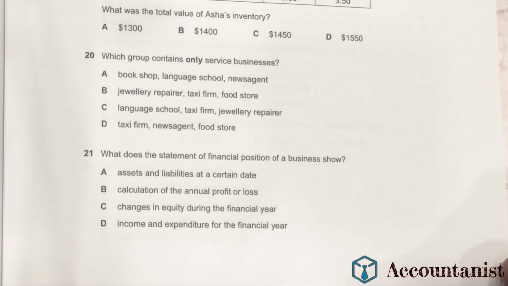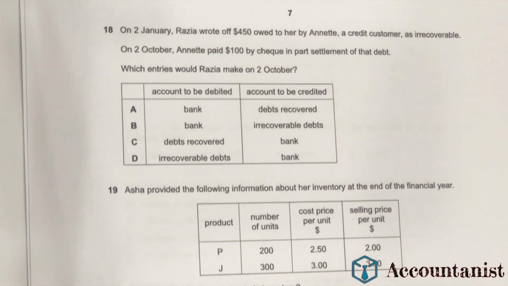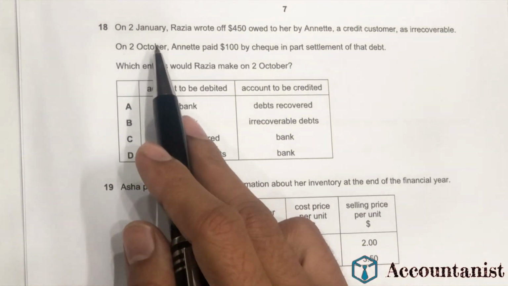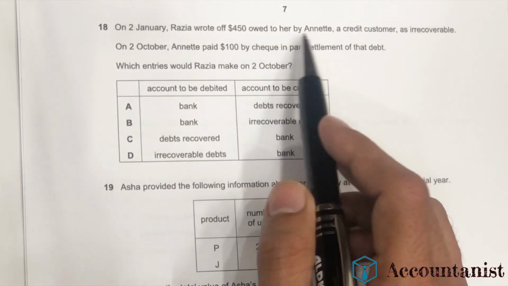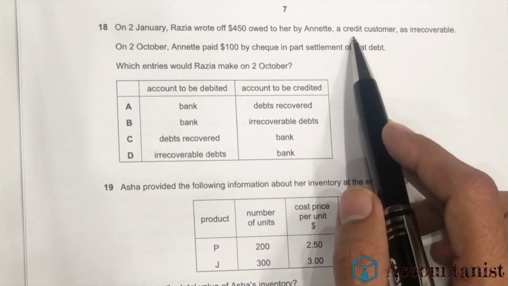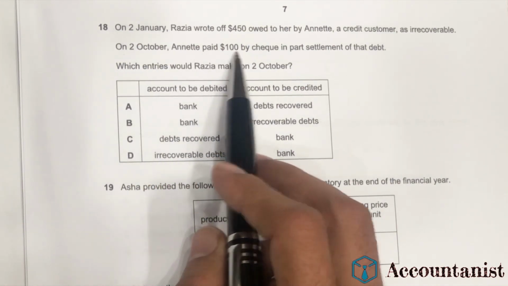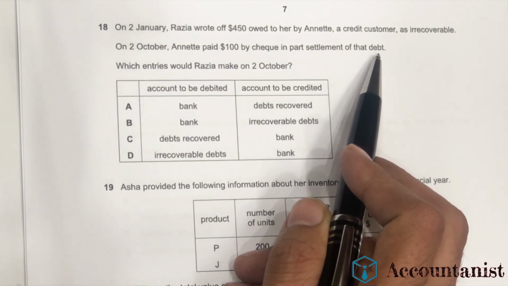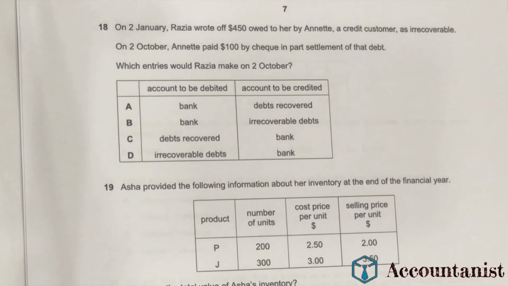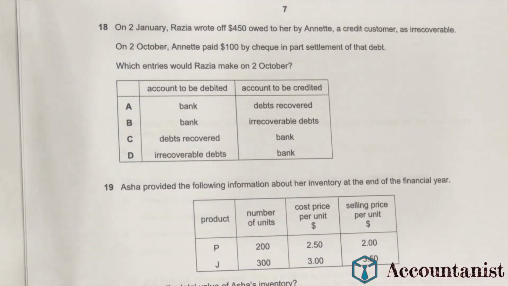So question number 18 says, on 2nd January Razia wrote off 450 owed to her by a credit customer as irrecoverable, and on 2nd October the customer paid 100 by cheque in part settlement of that debt. So it's a recovery of irrecoverable debts, because we already wrote off this 450 and now we receive 100 from the person we already wrote off.